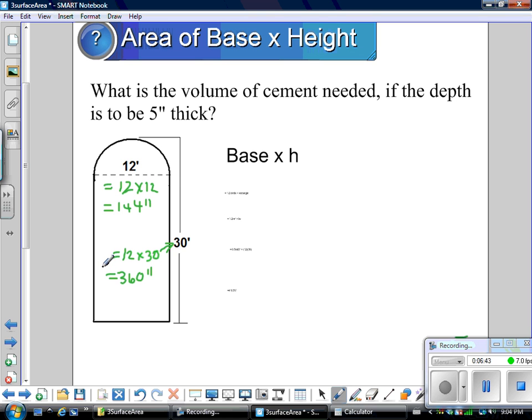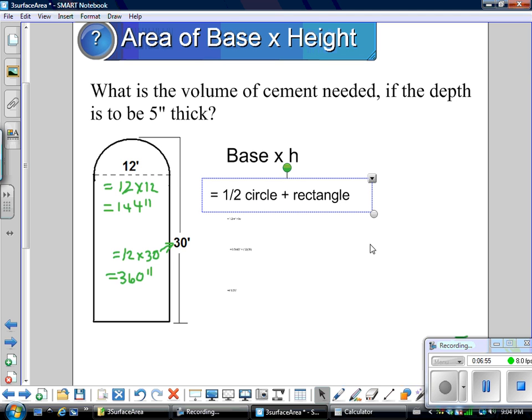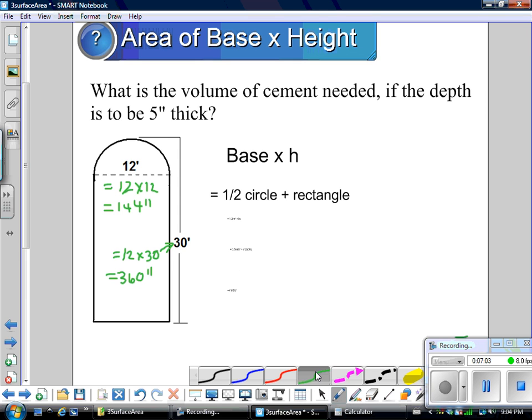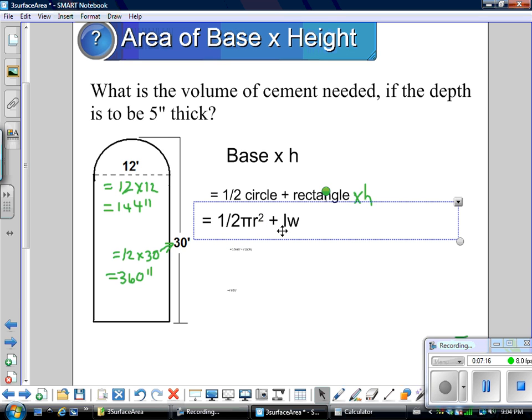Okay, so now what we need to do is come up with our base times height. Well, we've already talked that my base is half of a circle plus a rectangle. And then obviously I'm going to have to multiply that by my height. The hardest part here is coming up with this. So half of a circle, we know the formula of that is pi r squared over 2, plus the rectangle, which is length times width.